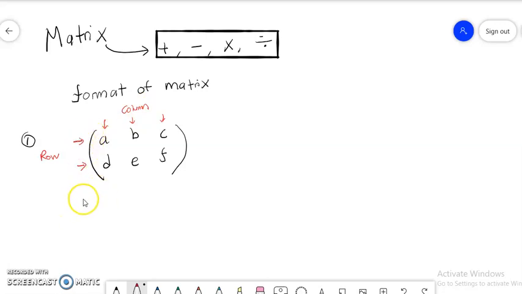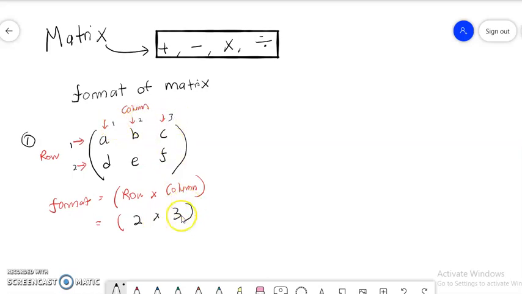Okay. So the format here is the row times the column. Now the row is counted simply as 1 and 2, so you have 2 rows there, and the columns are 1, 2, and 3. So the format of this matrix is 2 by 3.